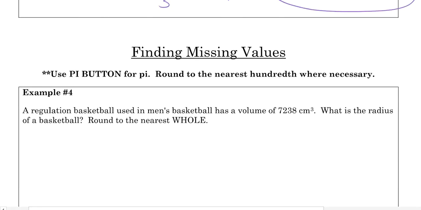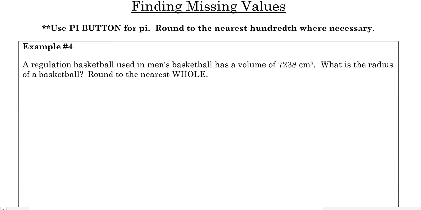All right, finding the missing values. So again, we're going to be using our pi button for pi. A regular basketball used in men's basketball has a volume of 7,238 centimeters cubed. What is the radius of the basketball? Round to the nearest whole.